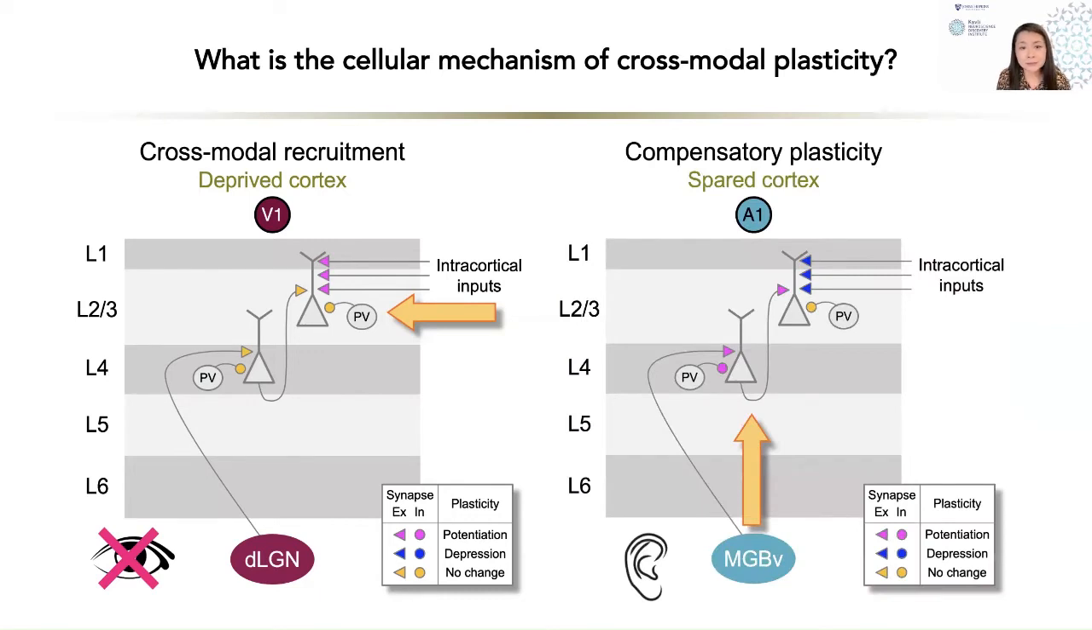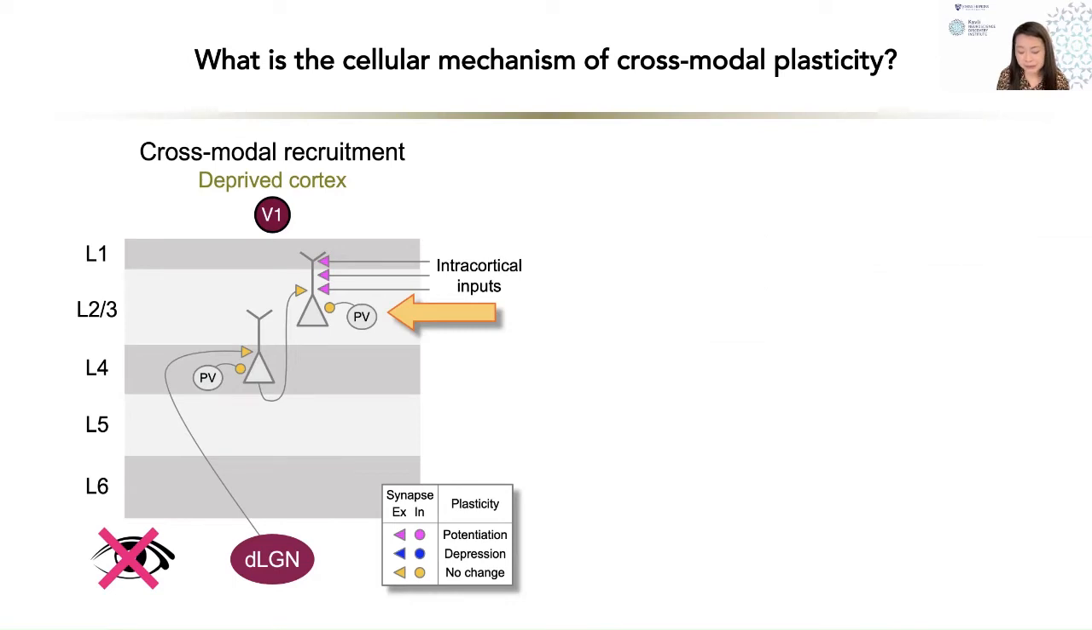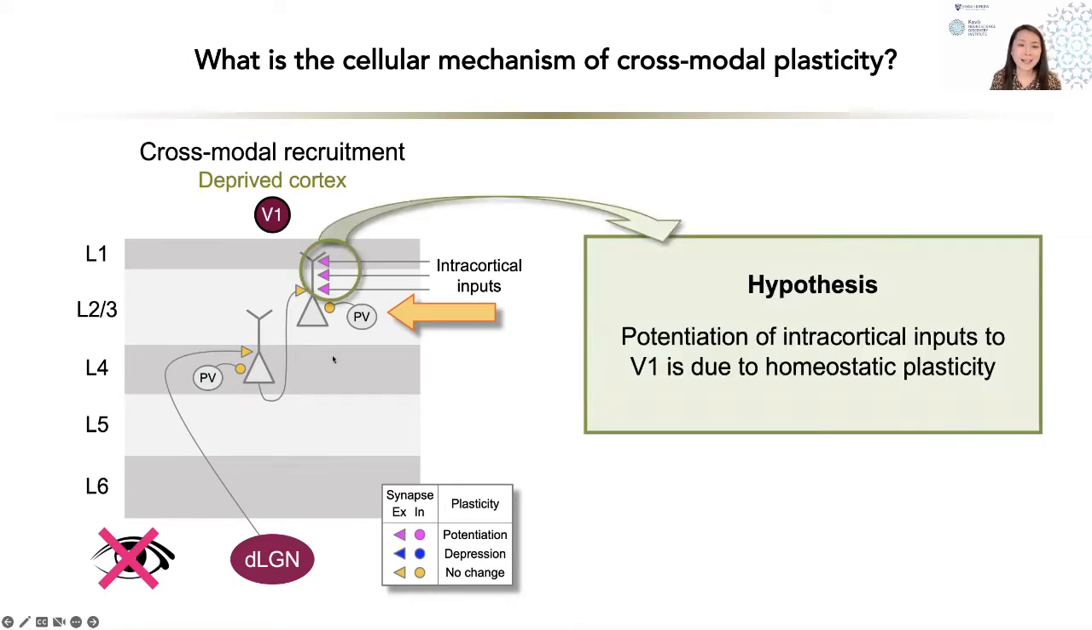So in addition to all of this circuit mapping, of course, I'm a plasticity person, so I'm trying to understand how these synapses are changing. So we decided to look at some of the cellular mechanisms underlying this plasticity. So the first thing we looked at was what's happening to these intracortical synapses. And we hypothesized this might be a homeostatic adaptation to not having vision.